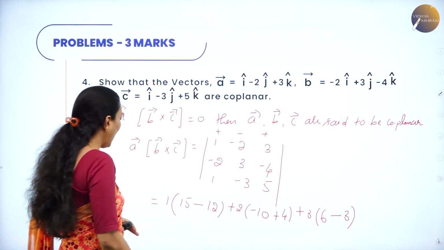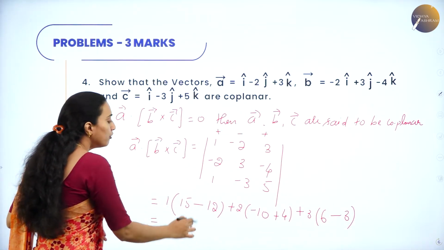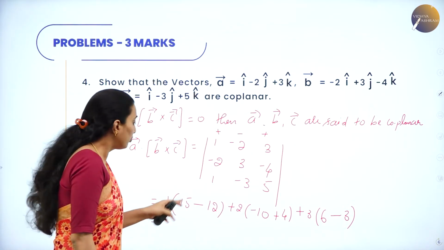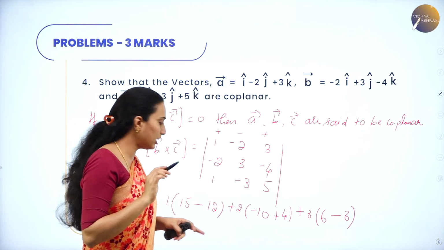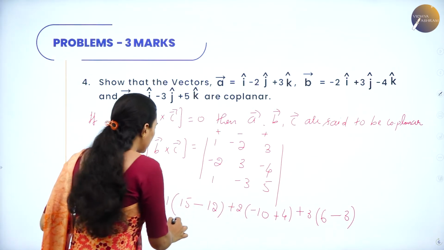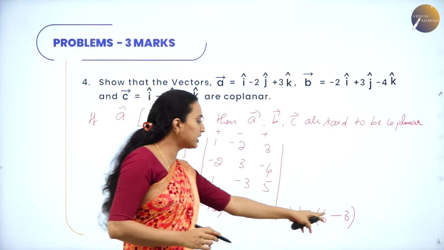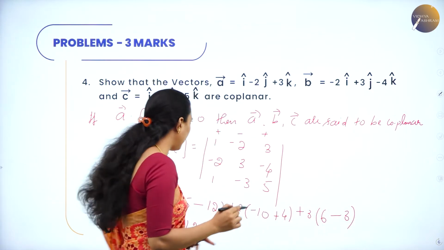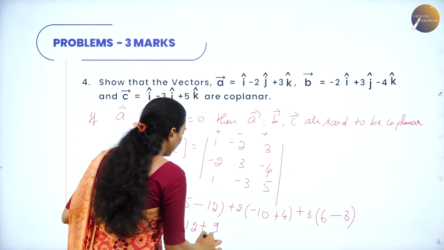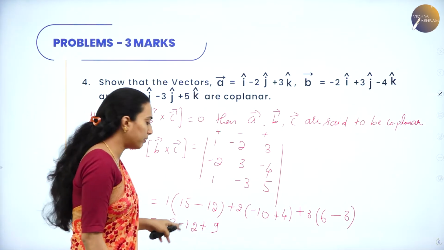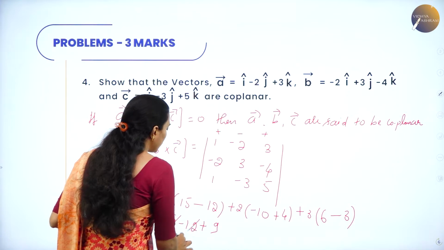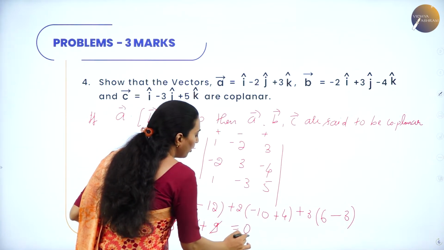Now let us evaluate this further. You are going to get 15 minus 12, which is 3. 3 into 1 is 3 only. Again, minus 10 plus 4 is minus 6. Minus 6 into plus 2 is minus 12. Now 6 minus 3 is 3 itself. 3 3s are 9, so plus 9. Now 9 plus 3 is nothing but 12. 12 minus 12 is equal to 0.